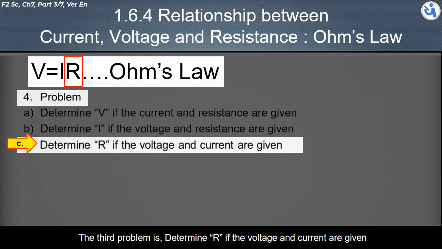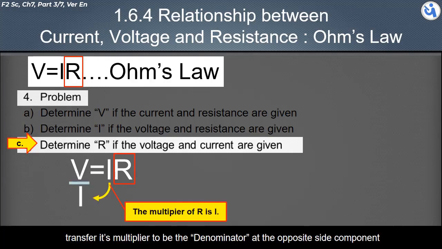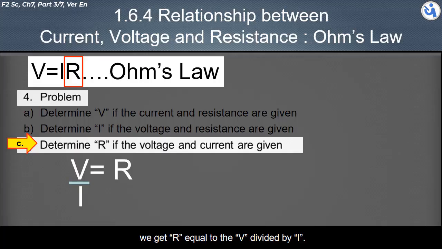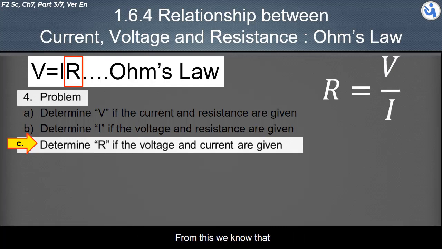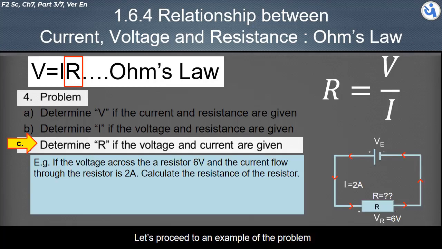The third problem is, determine R, if the voltage and current are given. If you want to determine R in the equation, transfer its multiplier to be the denominator at the opposite side component. We get R equal to V divided by I. From this, we know that the resistance of a load is equal to the voltage across the load divided by the current. Let's proceed to an example of the problem.